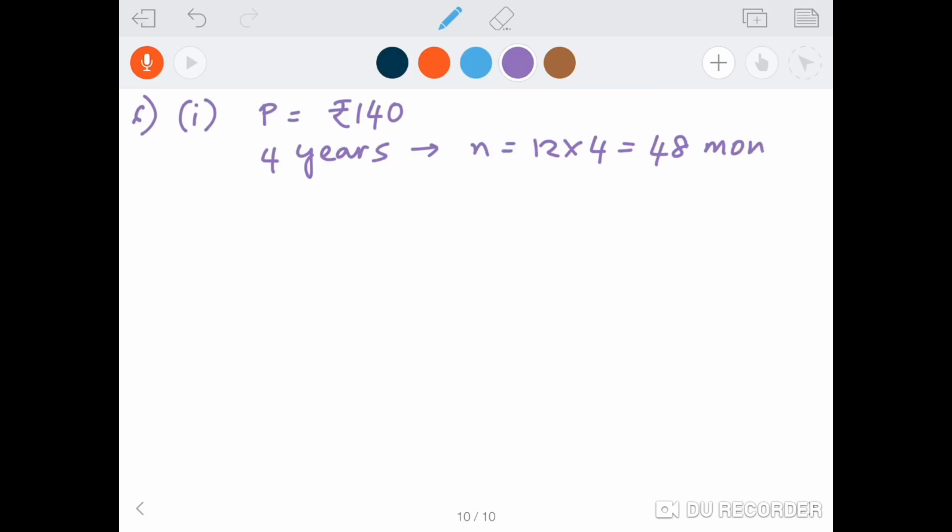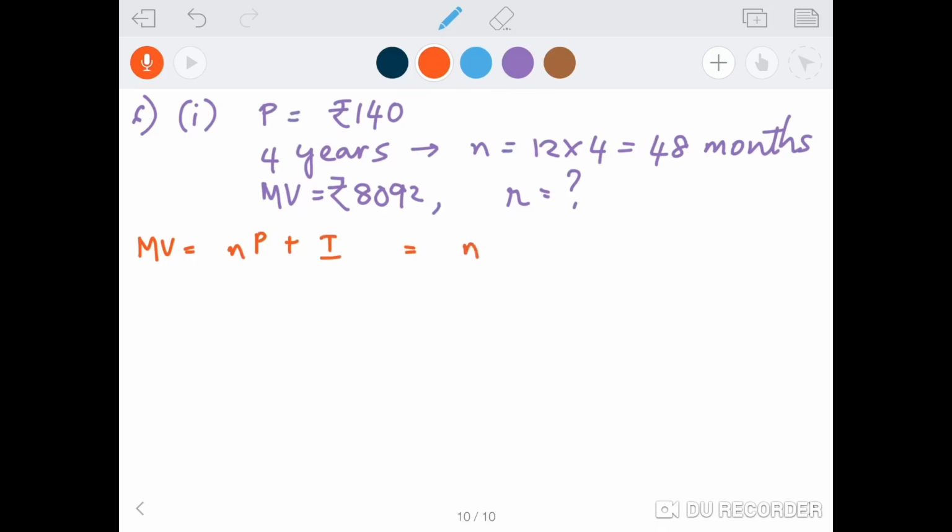You need to remember that all the formula are the same. The only thing that you'll have to do is put in the right substitution and then find the value of the unknown. So in this, the value of the principal is rupees 140. You're doing this for 48 months. He's given you the maturity value as rupees 8092 and he's asking us to calculate the value of R. You're just going to use the only formula that this chapter has, which is NP plus I. So this is going to be NP plus, you know, the formula for I, which is P into N into N plus 1 by 2 times 12 times R by 100. Now put all the values and then substitute and then get the value of R.